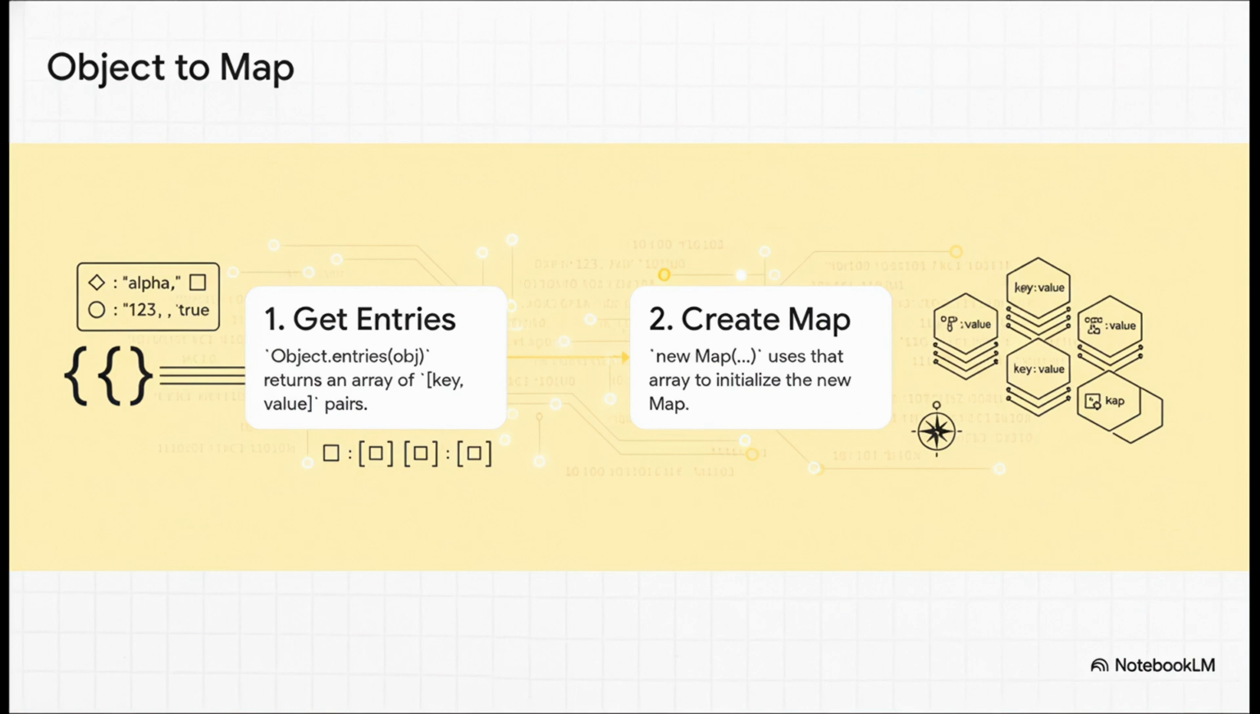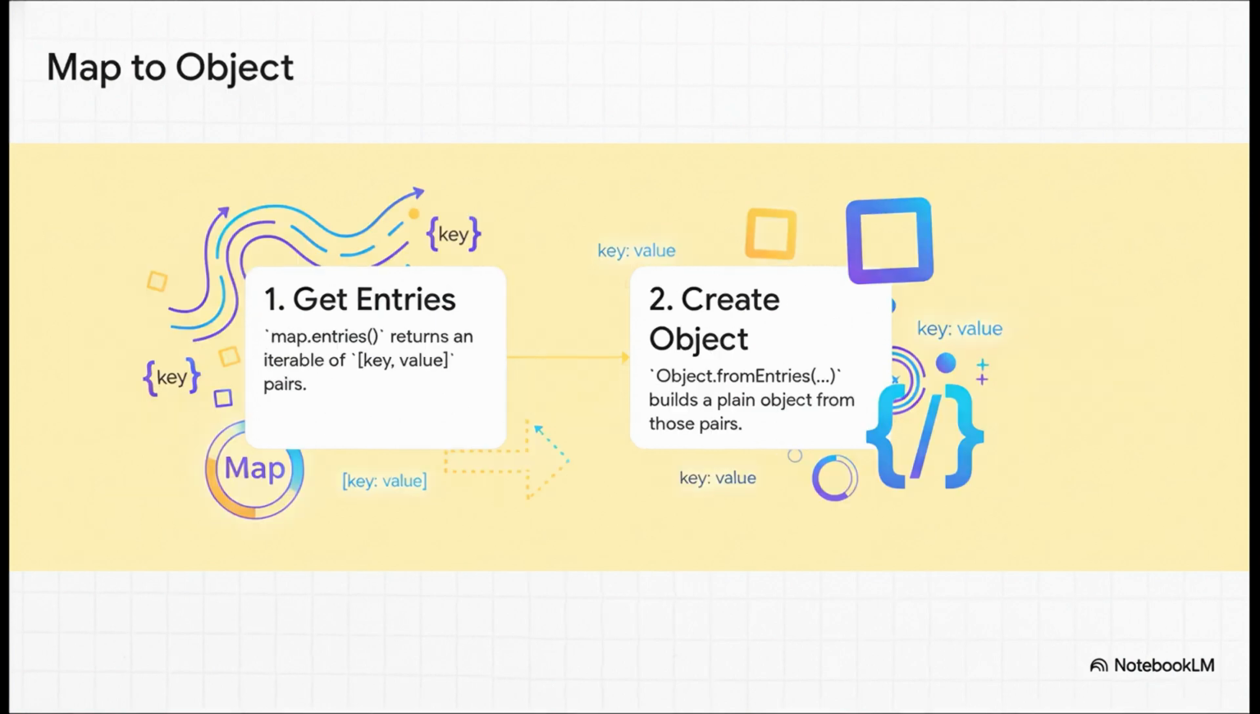The Object.entries method turns your object into an array of key value pairs, which just so happens to be the exact format the new Map constructor is looking for. It's simple, it's effective, it's great. And yep, you guessed it, going the other way is just as easy. The Object.fromEntries method does the exact reverse. It takes something like a map, which is an iterable of key value pairs, and it builds a brand new plain object for you. This is perfect for when you need to hand off your data to older code that doesn't know how to handle maps yet.